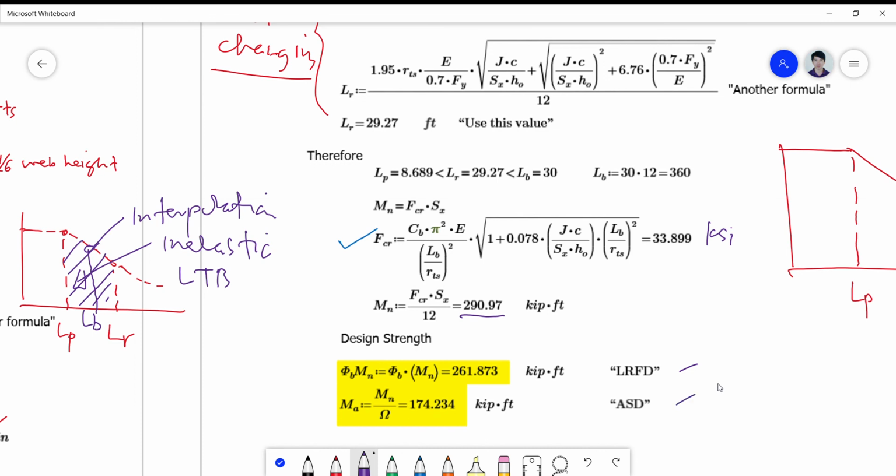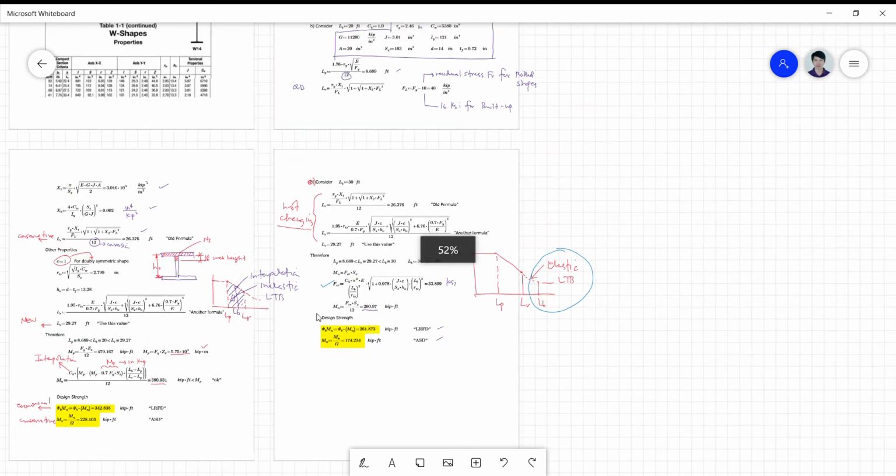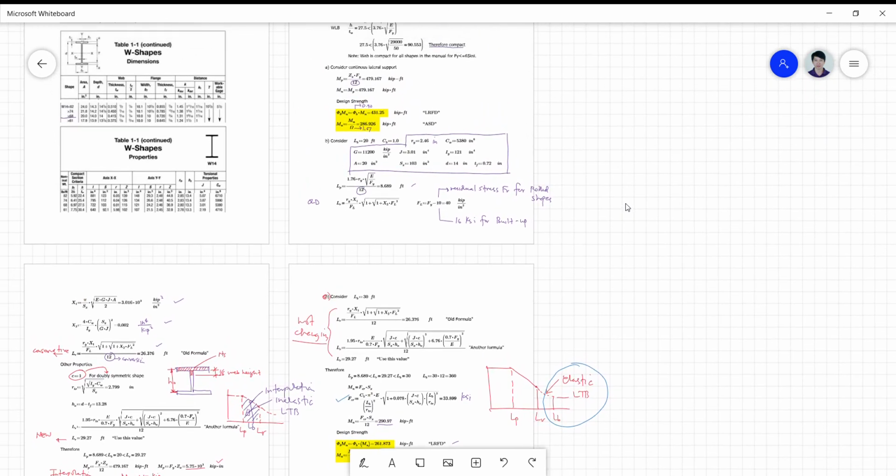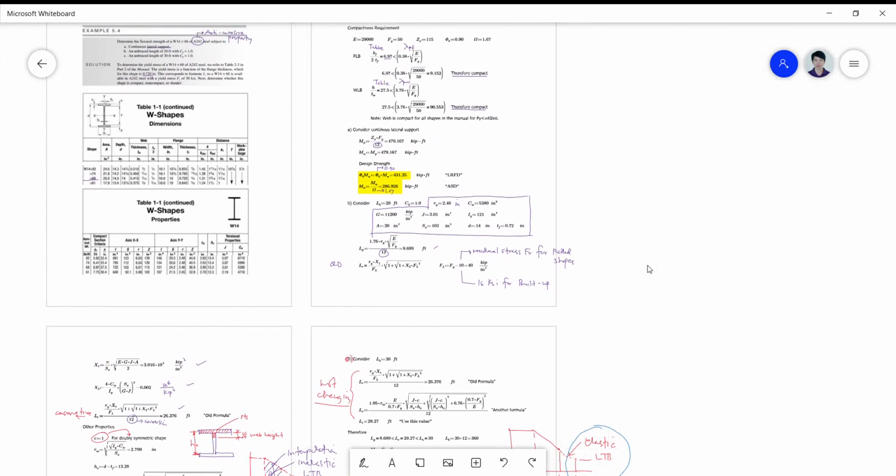Okay, so that's it for this particular problem. Although the involvement of all the code provisions in terms of the additional properties and limitations is very much involved, still the procedure is simple if you know how to deal with the pattern of behavior you are looking at, considering both compactness and lateral torsional buckling effect.